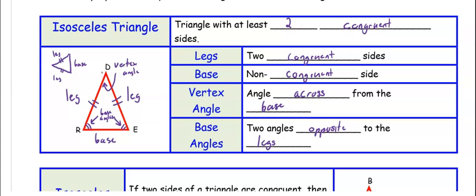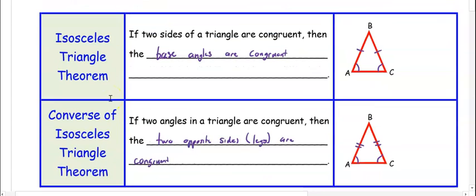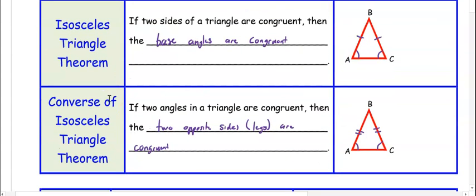Remember though that the base might not always be on the bottom. We could have the base on the side and the two legs off to the side if we turn the triangle. In an isosceles triangle, if two sides of the triangle are congruent, then the base angles are congruent, and the converse is the reverse of that. So if two angles in the triangle are congruent, then the two opposite sides, which are the legs, are also congruent.